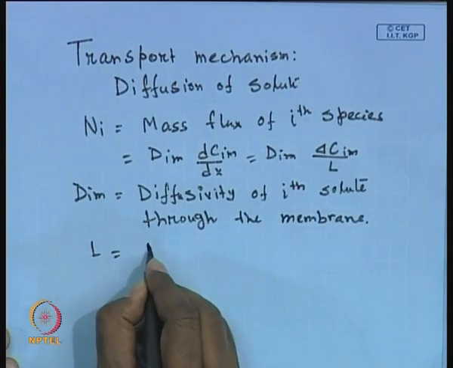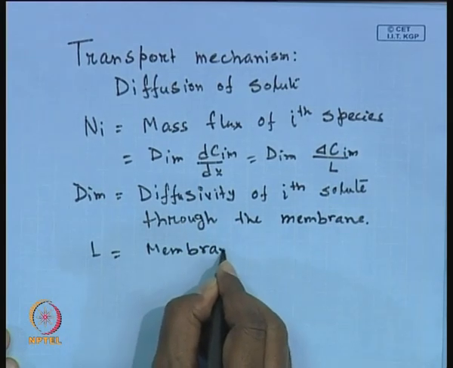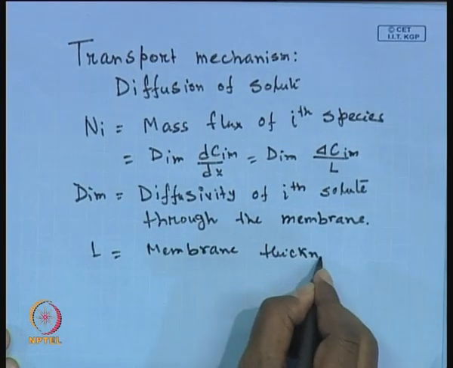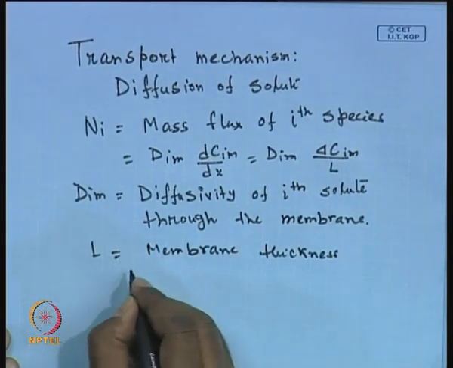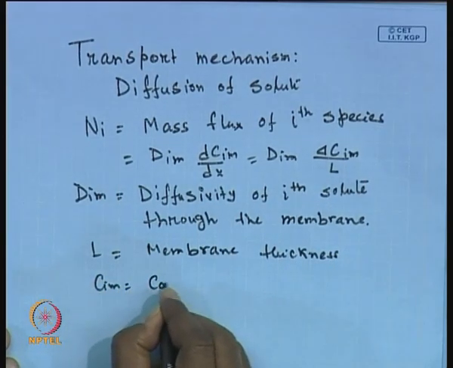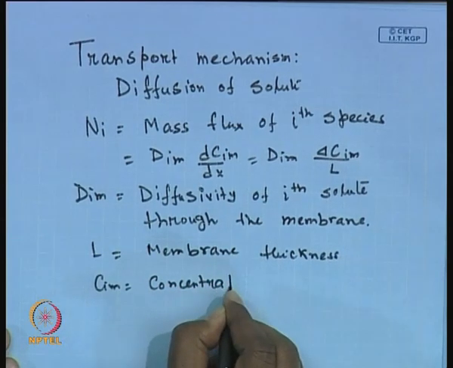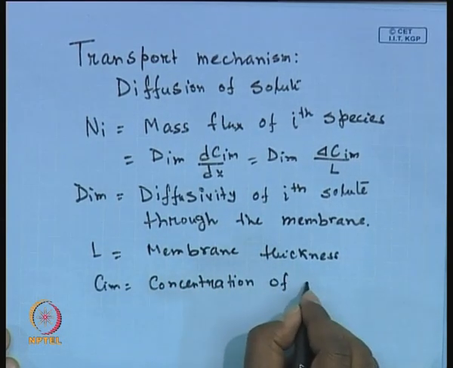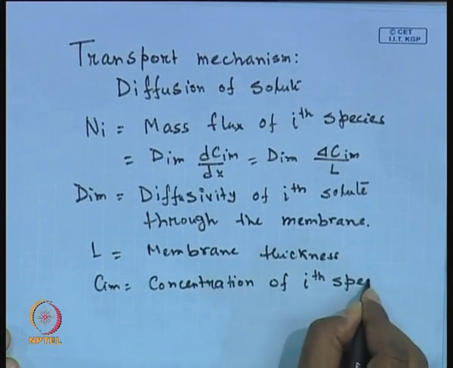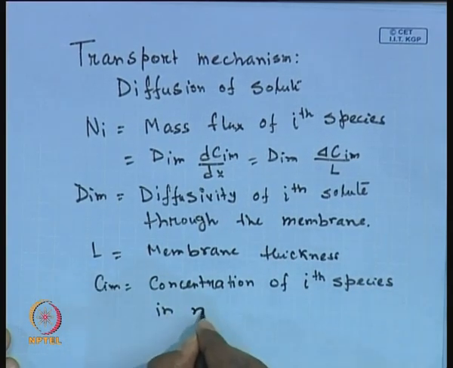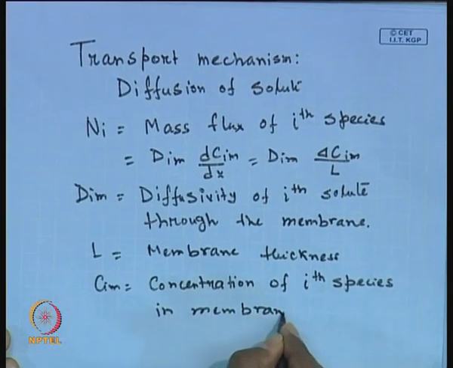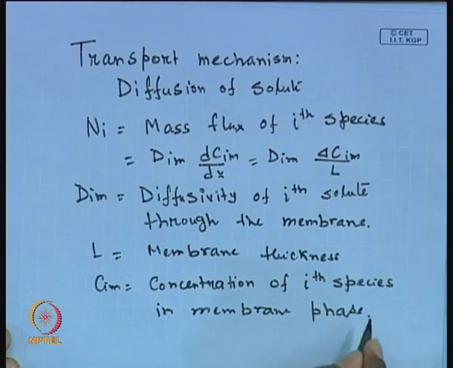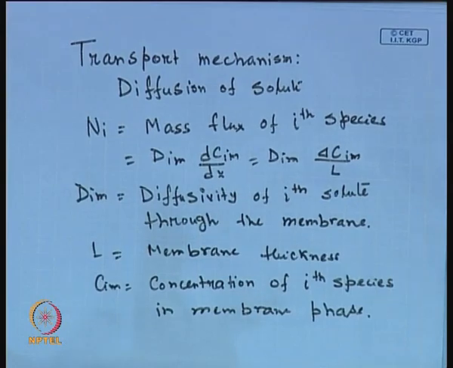L is the membrane thickness, and Cim is the concentration of the ith species in the membrane phase. So, basically there is a concentration difference across the membrane that triggers the diffusion of the solutes through it.